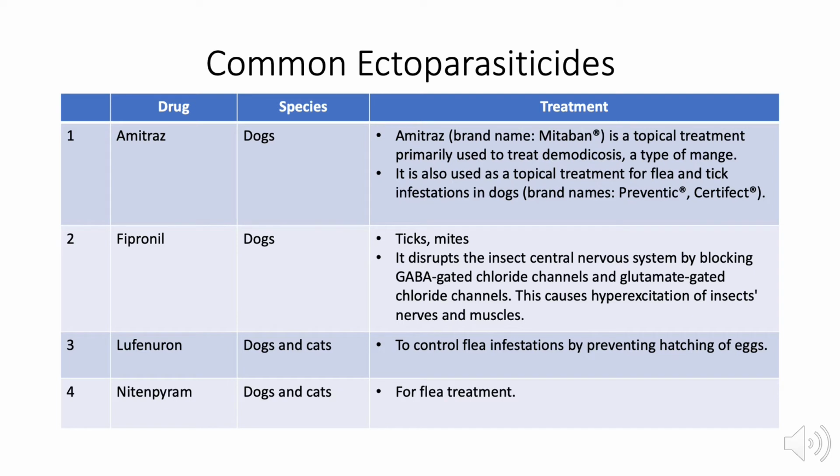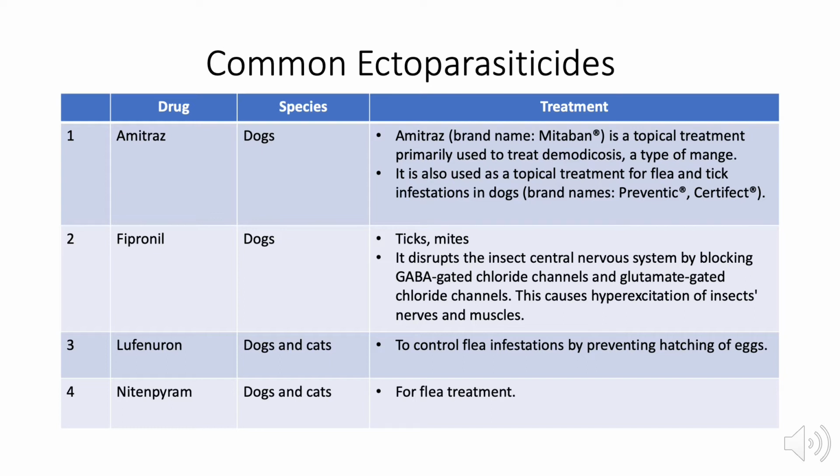These are some examples of ectoparasiticides. Amitraz is a topical treatment primarily used to treat demodicosis, a type of mange, or kurap in Malay. It is also used as a topical treatment for flea and tick infestation in dogs.